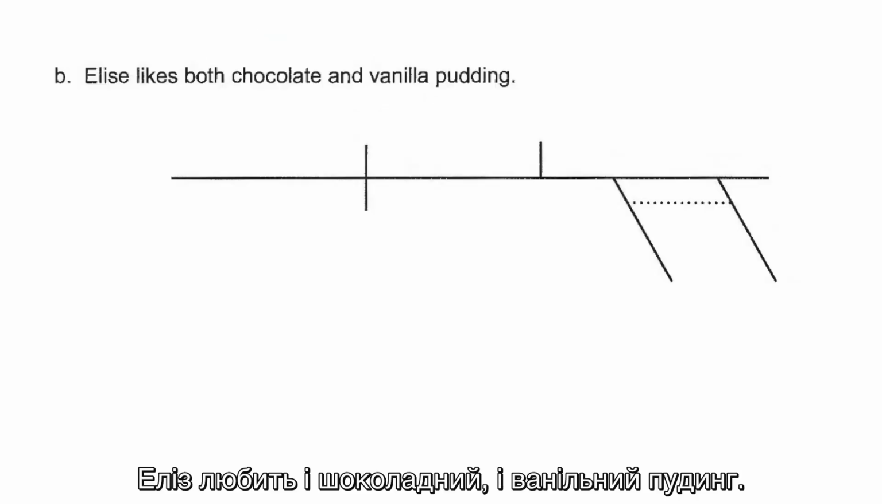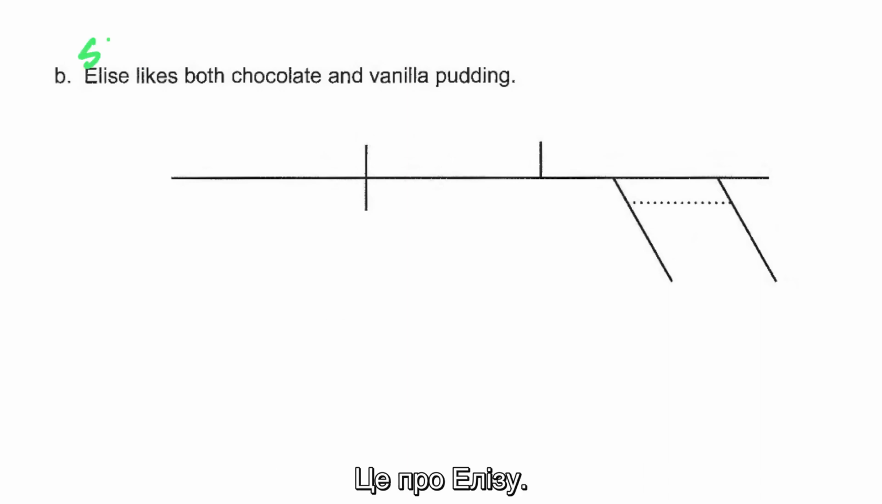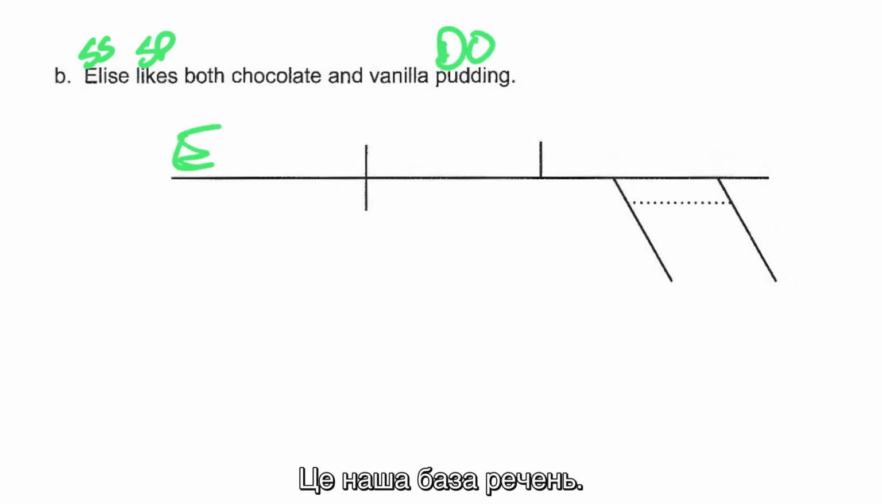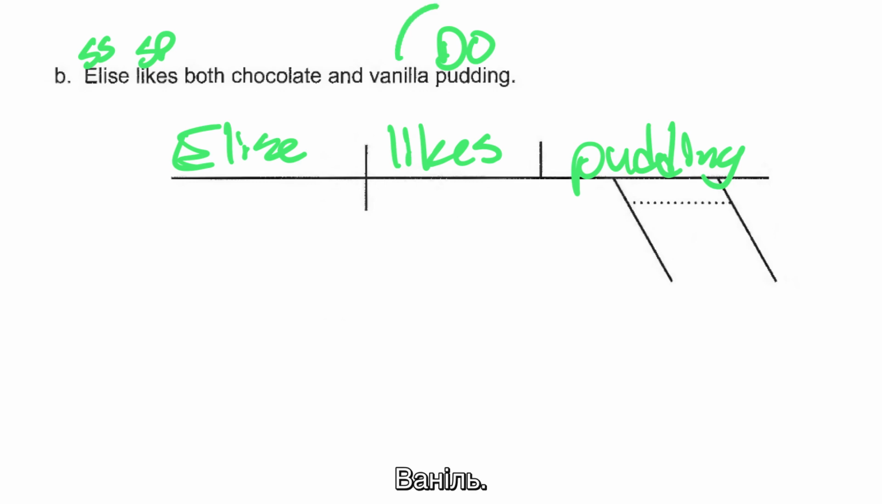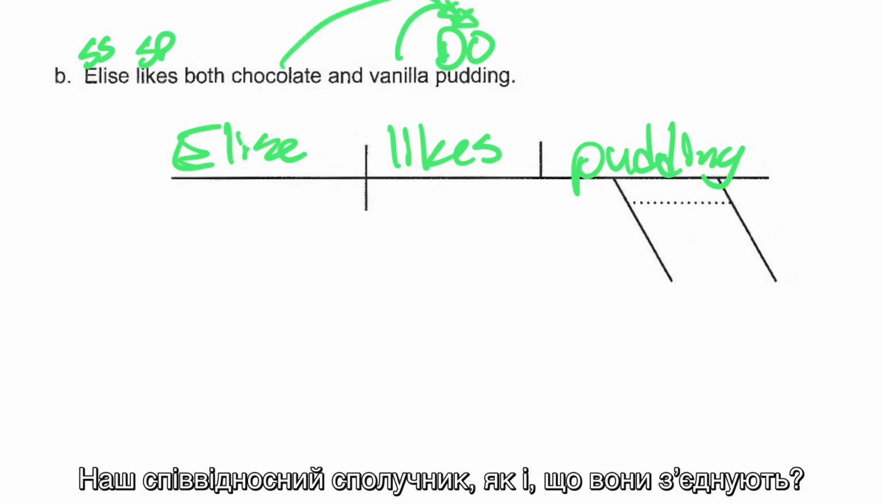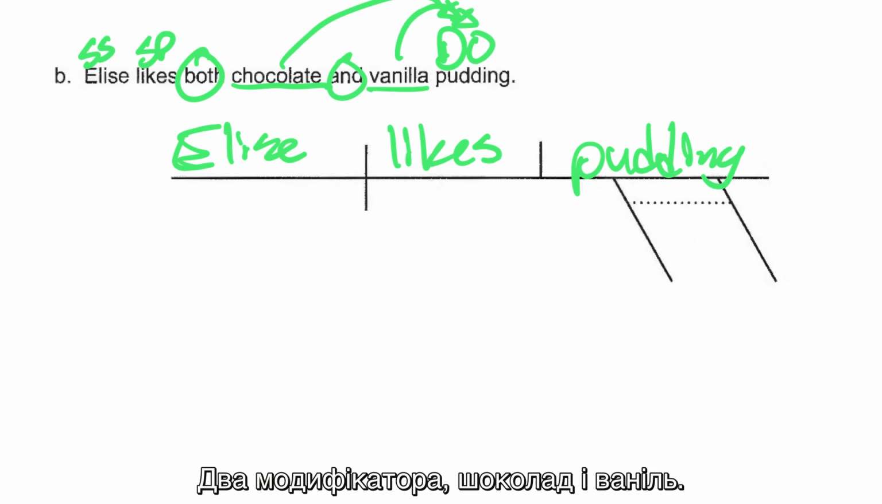Elise likes both chocolate and vanilla pudding. Who or what is this about? It's about Elise. What does she do? She likes. What does she like? She likes pudding. That's our sentence base. Elise likes pudding. What kind of pudding? Vanilla. What kind of pudding? Chocolate. Our correlative conjunction, both and. What are they connecting? Two modifiers, chocolate and vanilla.